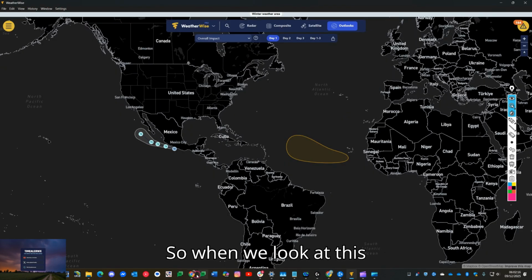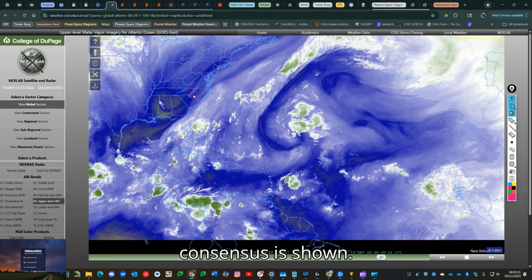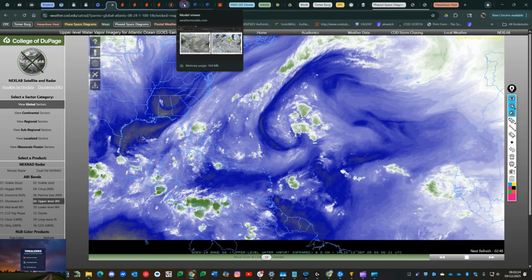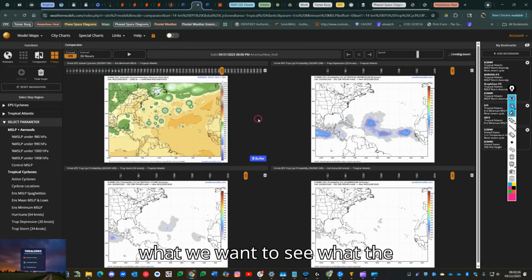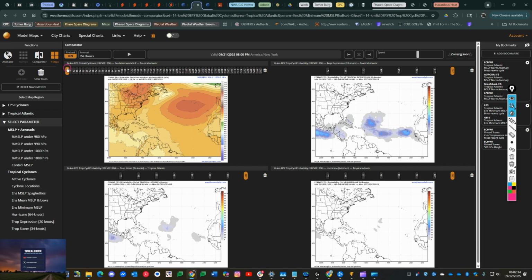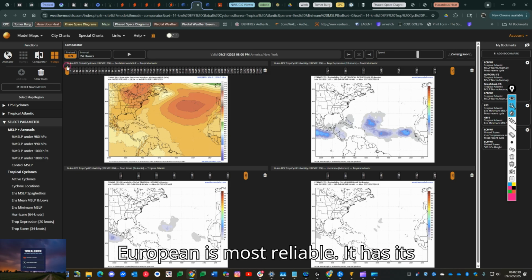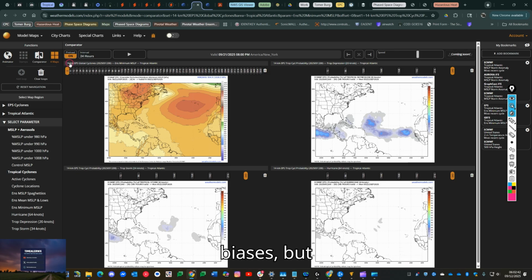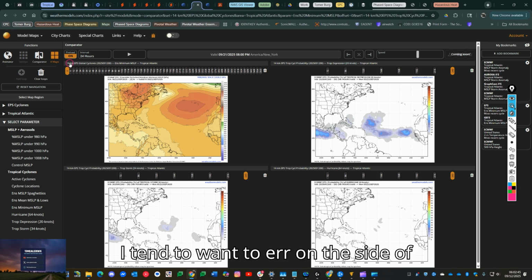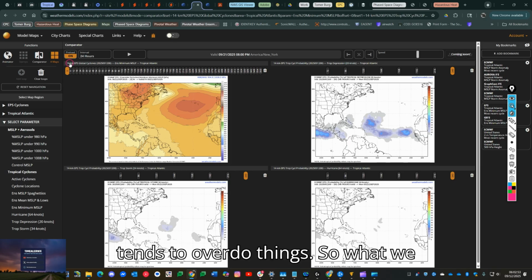So when we look at this, right, we want to look at what model consensus is showing, and we want to see what the ensembles say, right? So the European ensemble members here. I like to use the European because honestly, in my mind and a lot of other people's, the European is the most reliable. It has its biases, but I tend to want to err on the side of conservative because the GFS tends to overdo things.